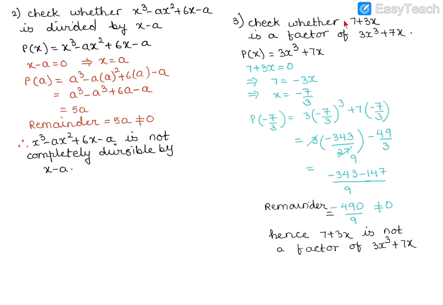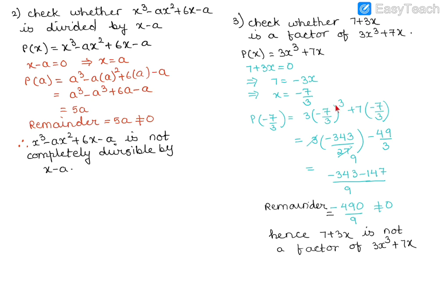Then check whether 7 plus 3x is a factor of 3x cube plus 7x. So here, first of all, identify this is the px, and when I shift 3x to the other side, it becomes minus 3x, and shift 3 down, which is a minus 3, you're going to get x as minus 7 by 3. Put it in the expression. Here minus 7 by 3, and here minus 7 by 3.